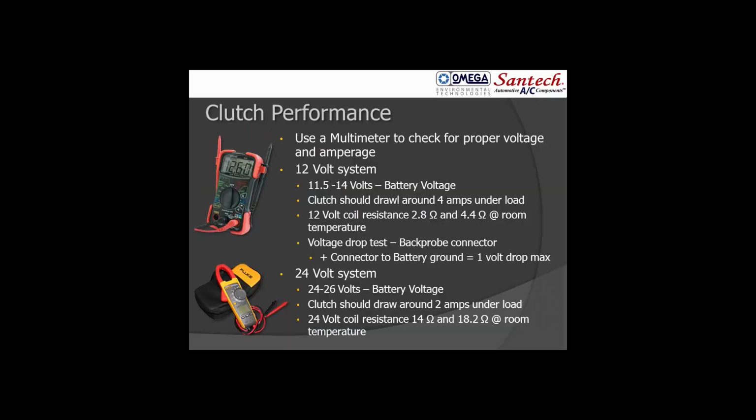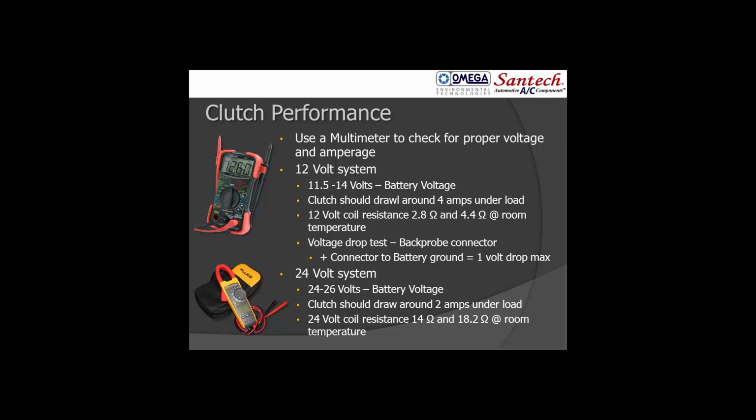Also want to look for low voltage to the field coil. That is the normal number one cause of clutch slippage. Liquid refrigerant getting back into the compressor can tend to lock them up and cause clutch slippage. System overpressurization, contamination, oil and grease on the friction surfaces can cause that slippage. But in most cases, it's a voltage issue to the field coil.